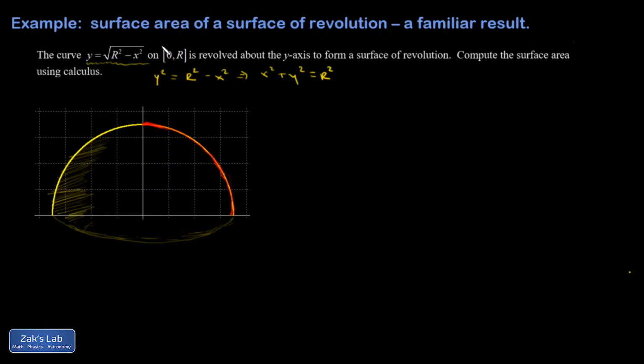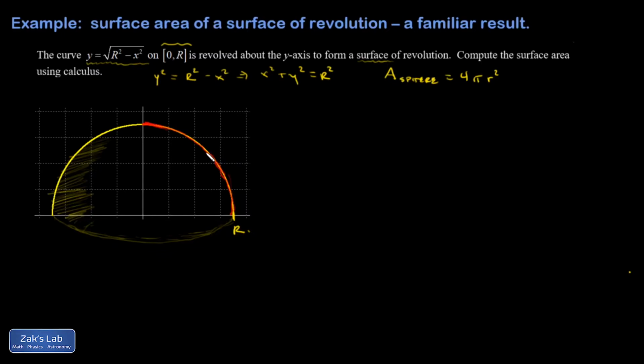So I'm told to take only the chunk of this on 0 to r, which is what I kind of outlined in red there, and then I revolve it around the y-axis. And so this traces out a hemisphere, and I'm trying to get the surface area of it. So you may recall that for an entire sphere, the area is 4 pi r squared. And so what we're expecting to get here is 2 pi r squared.